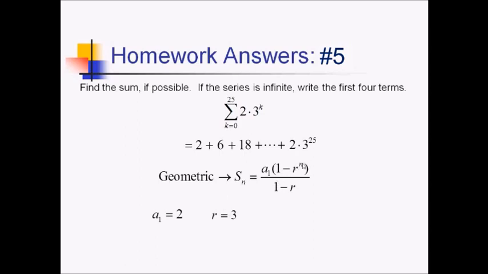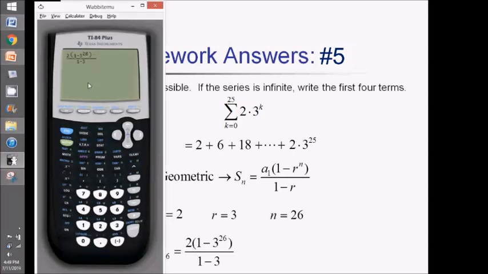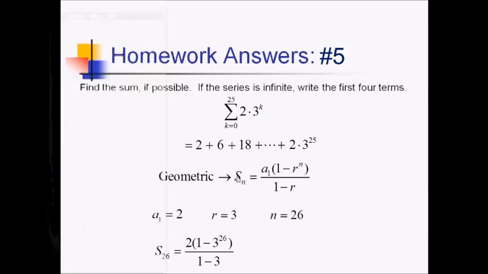And now for n, how many terms are in this series? If you're going from 0 to 25, that's a total of 26 numbers, right? You've got 1 through 25 and then 0 as well. So 26 for n. So plugging all of this in, we've got 2 times 1 minus 3 to the 26th over 1 minus 3. Now it's time for the calculator. And it looks like all of this craziness is going to come out to a big number, 2.542 times 10 to the 12th.